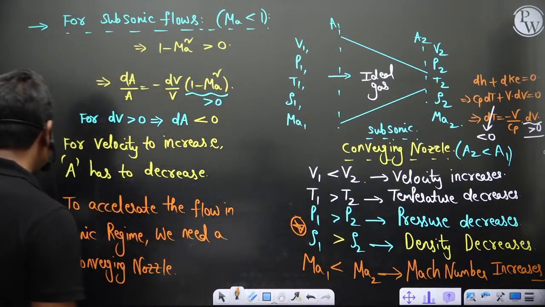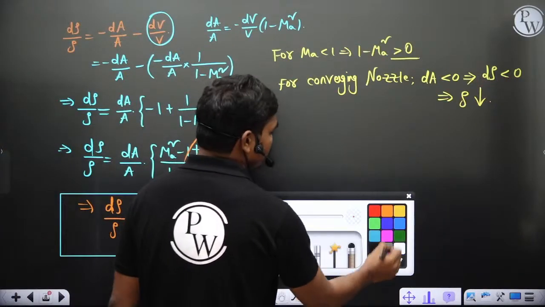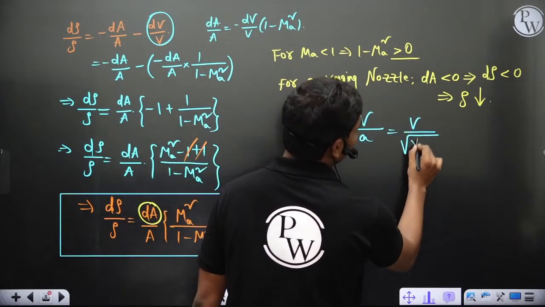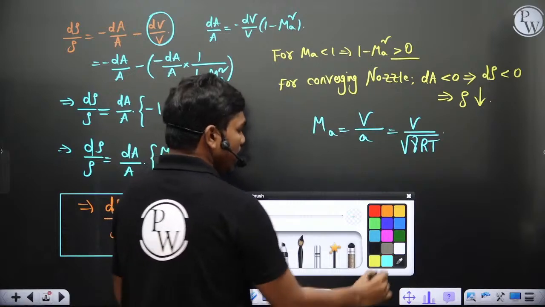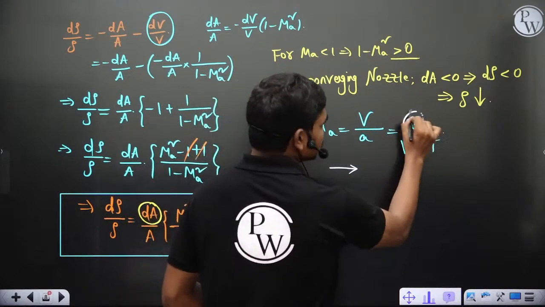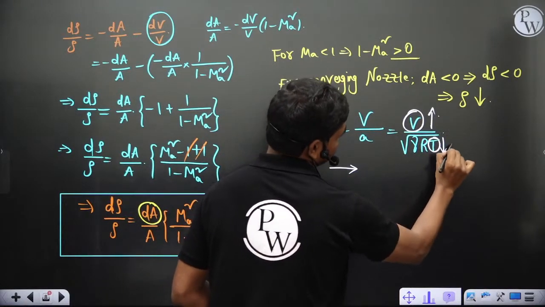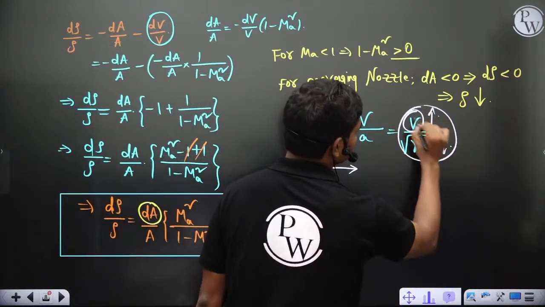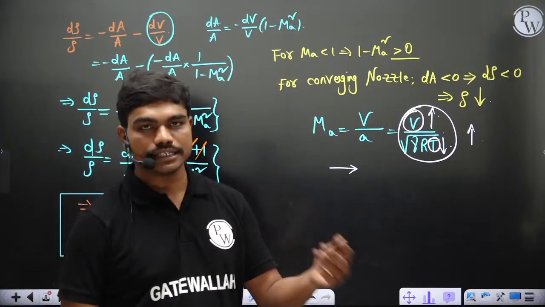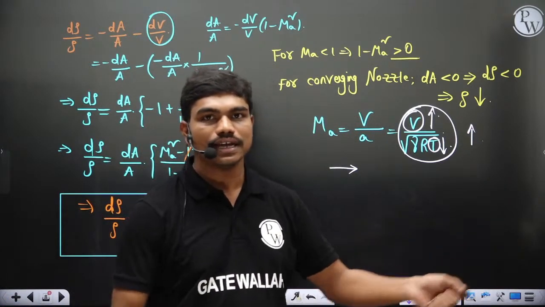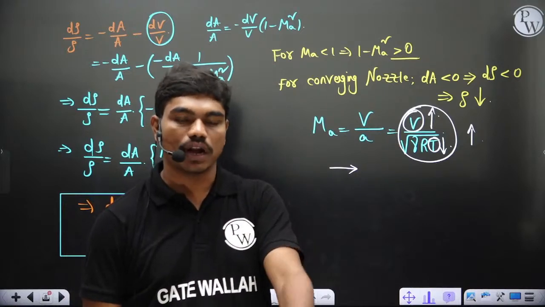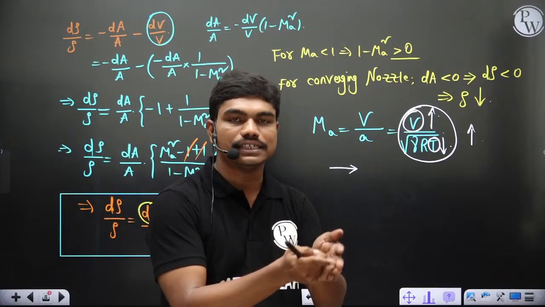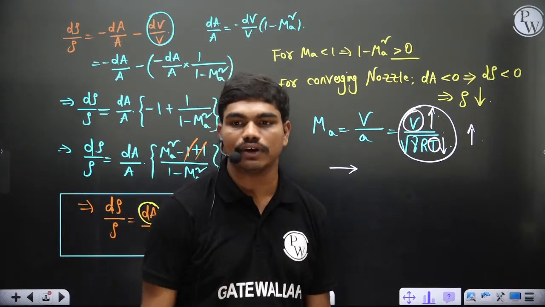So how does this Mach number increase? Look, you all know Mach number is equal to velocity divided by acoustic velocity, which is velocity by square root of gamma RT. Now as you go along the flow direction, velocity is clearly increasing and temperature is decreasing. So this quantity increases along the flow direction because the numerator increases and the denominator decreases. Finally there comes a limit where Mach is equal to 1. If you keep the nozzle long enough, the flow accelerates and touches the sonic condition where Mach is equal to 1.